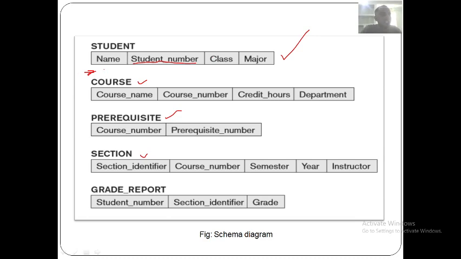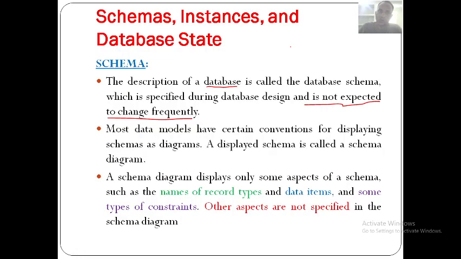Got it? I can change Kiran's name. I can change his number. I can change his class. But I cannot change the column name. I cannot delete this column name, or add one more column frequently. Got it? So this is what it means that the schema should not be changed frequently. It can be done, but it is not done frequently.